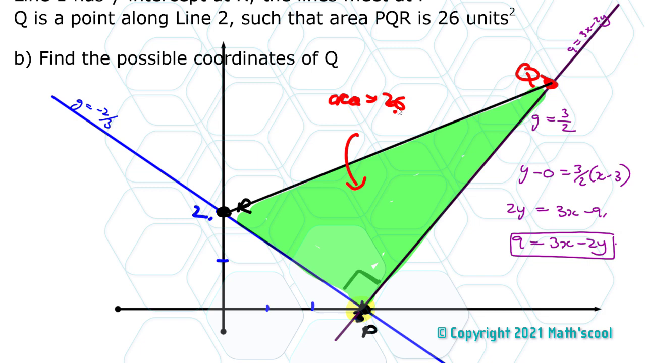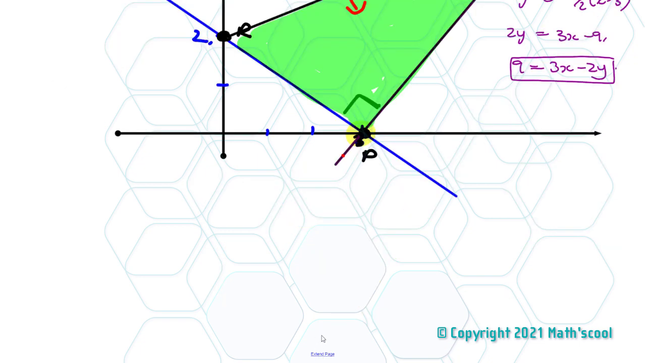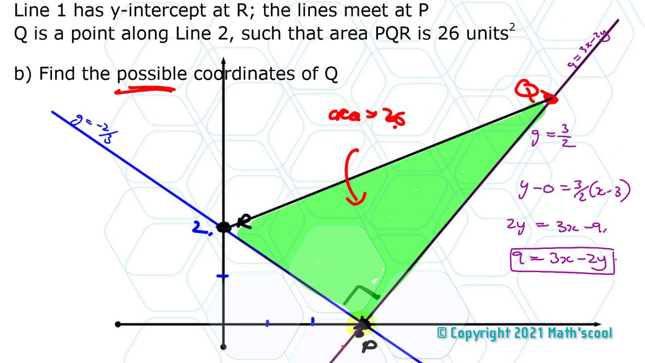Now, the reason why they're saying possible coordinates of Q is I could move Q down to the opposite end of the line. Let's just extend this line a bit. I could move Q down here, right down there somewhere, and it would still give me the same sort of triangle. It would give me the same area. I'm not going to bother doing that. You can do the second one yourself quite easily.